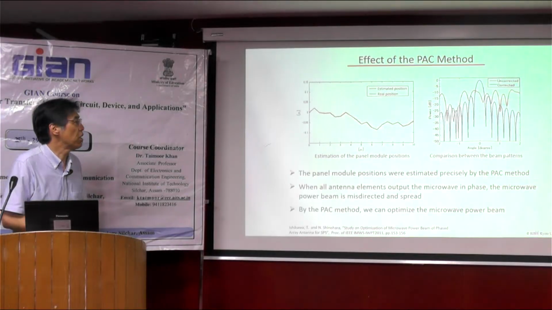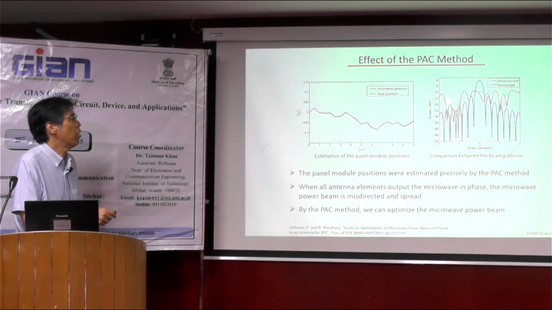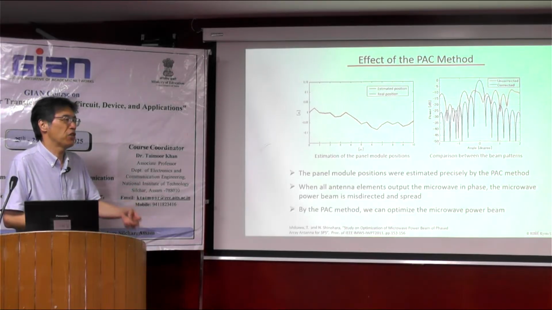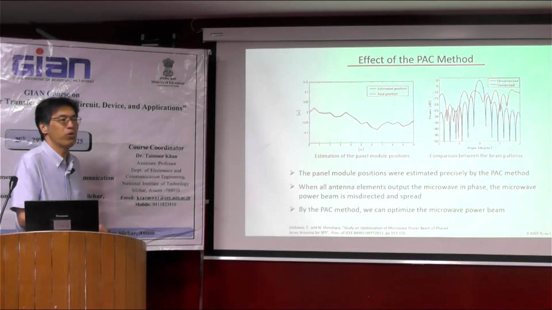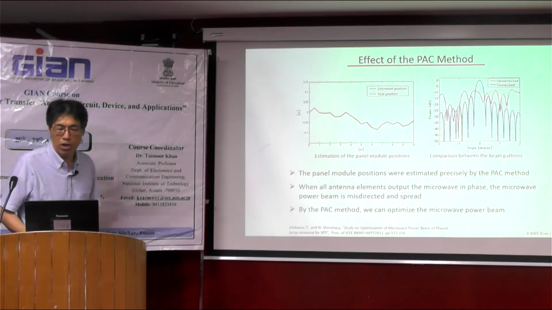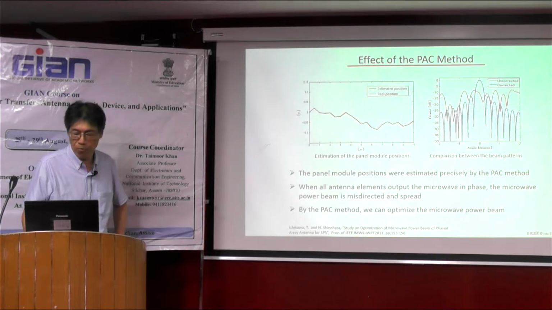So this is the result. If we don't apply this PAC method, the directivity of the beam form is very rough. But after this closed loop PAC method, we can create the optimum beam, for example. So this is a closed loop method.